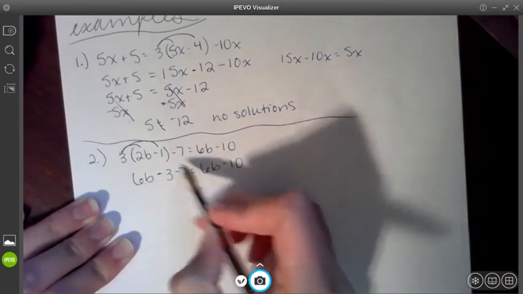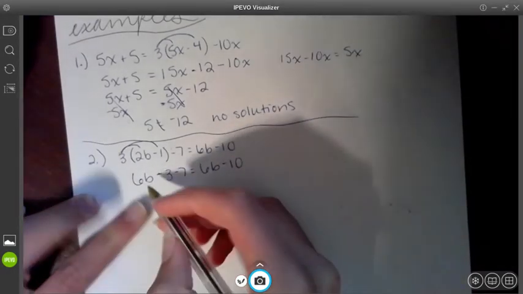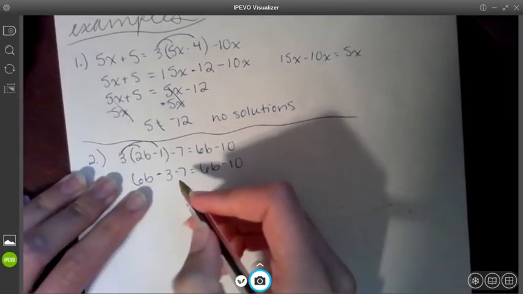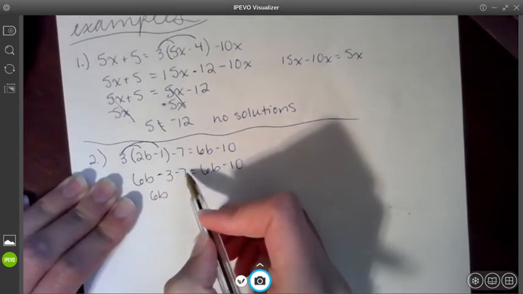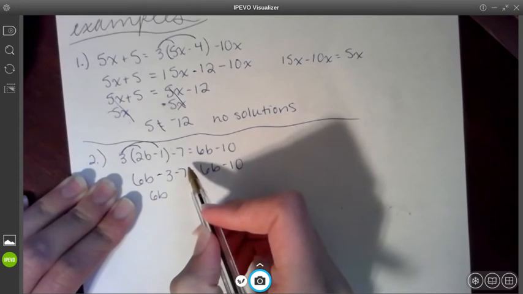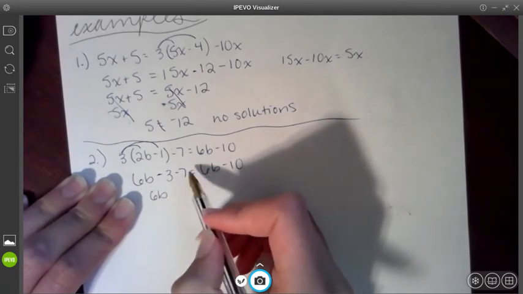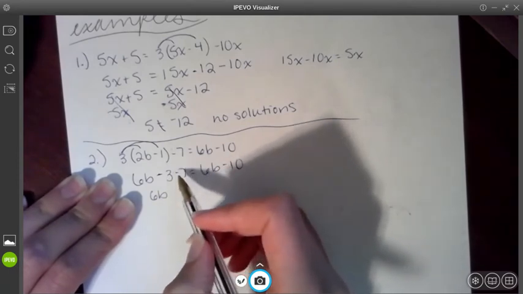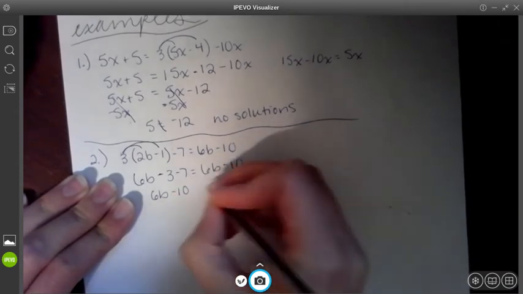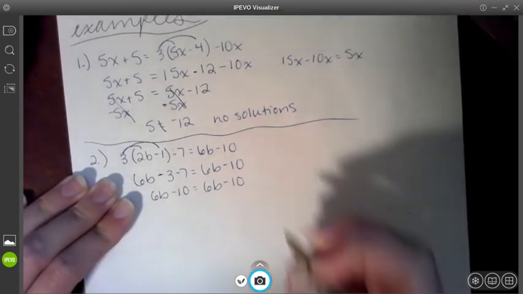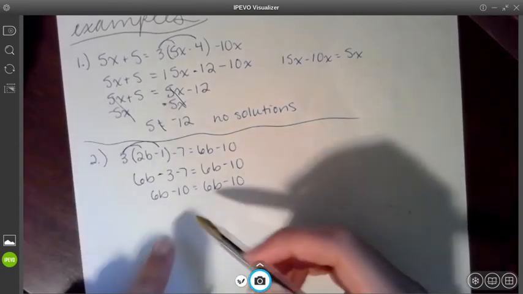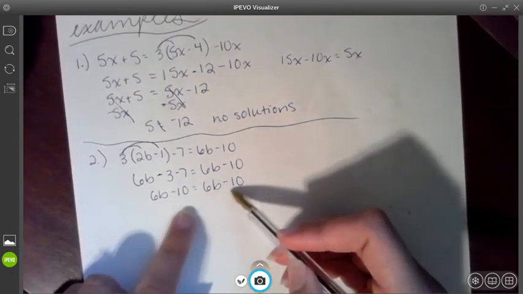I'm going to combine like terms over here. There's no other b's, so I'll still have 6b. Now minus 3 minus 7. Negative 3 minus 7 is negative 10. So 6b minus 10.